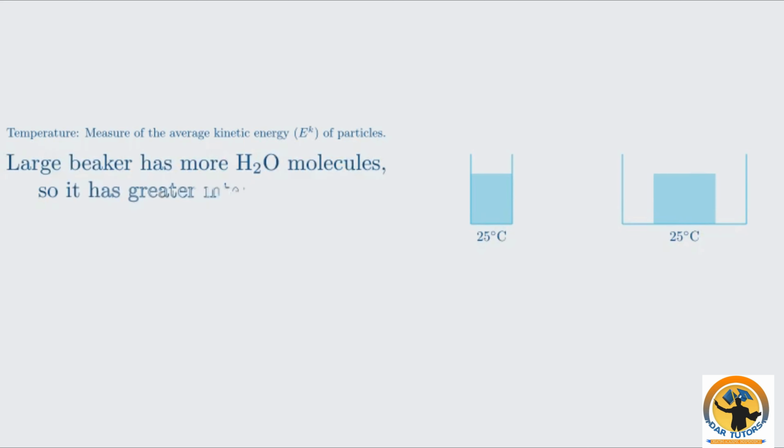But the large beaker has more H2O molecules in it, so the total energy stored in all its particles, called its internal energy, is much greater. If we transfer the same amount of heat energy to both beakers, the small beaker will experience a much larger temperature increase because the heat energy is distributed among fewer particles, resulting in a higher average kinetic energy per particle.